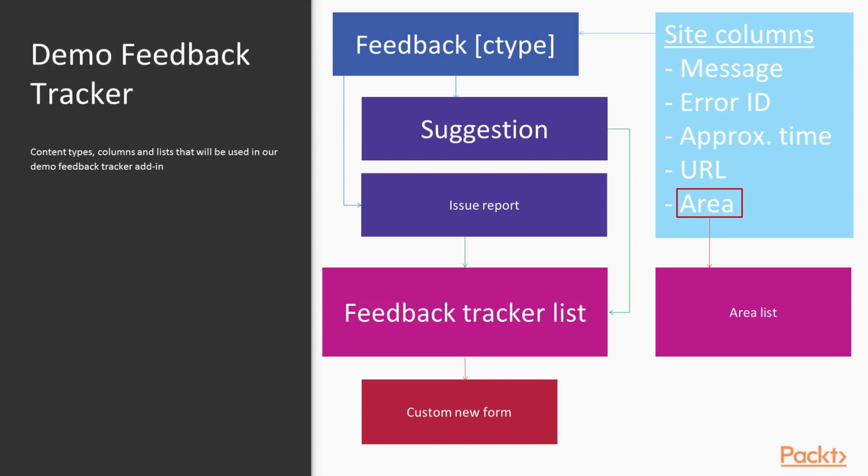So in this picture you see I will have a feedback common content type, and then the suggestion and issue report content types will inherit from the feedback type. Also, the site columns which will go to the feedback, one of them is area, and this will be a lookup column which will be getting its information from the area lists. The main list will be the feedback tracker list, which will have suggestion and issue report content types assigned to it.